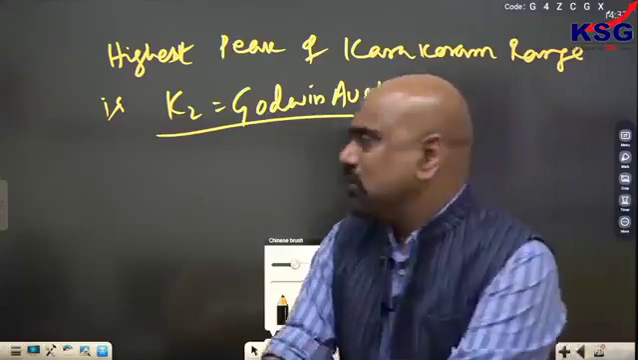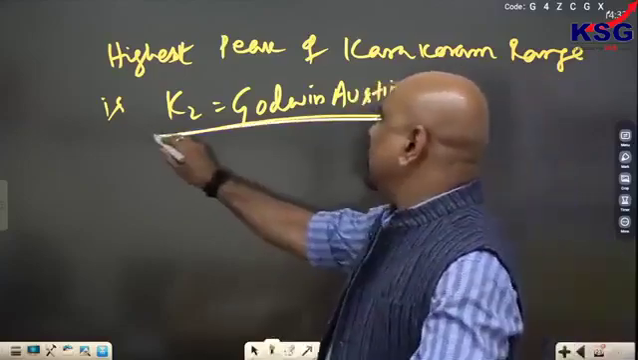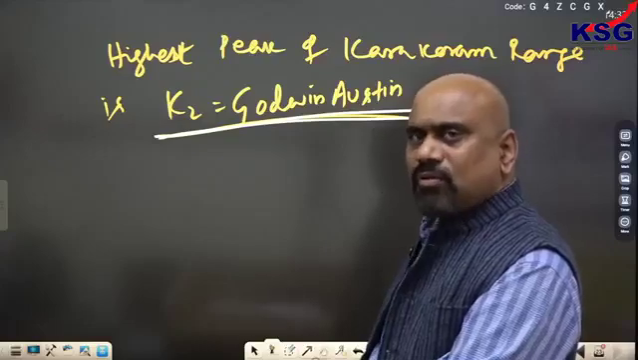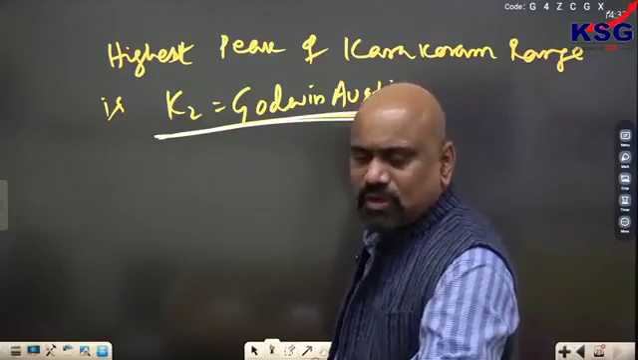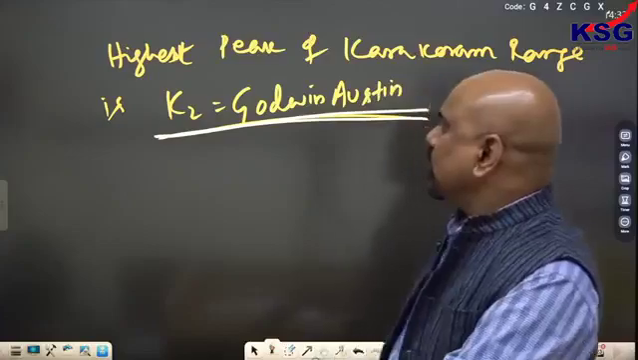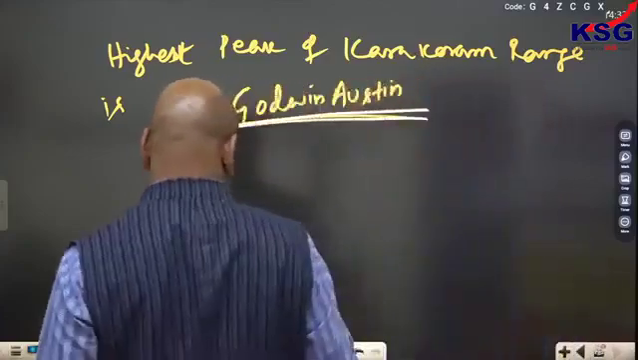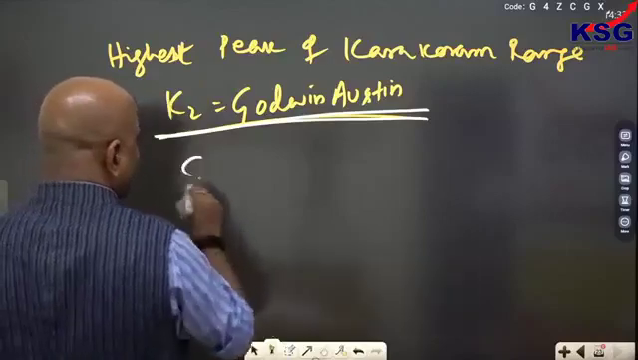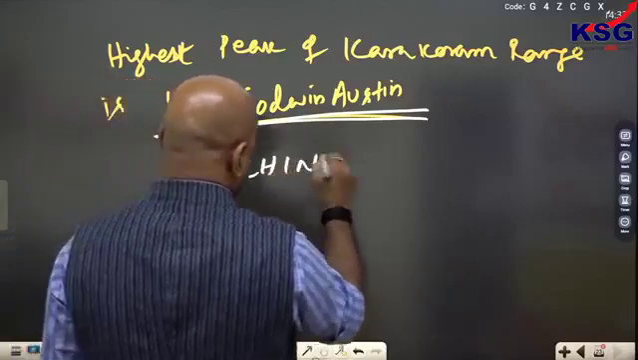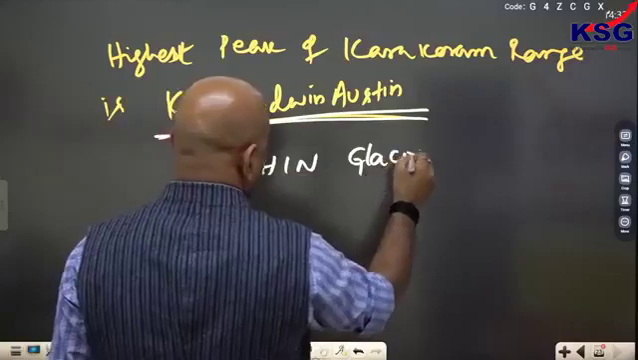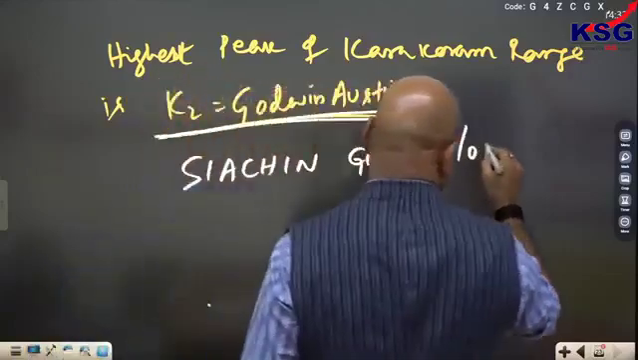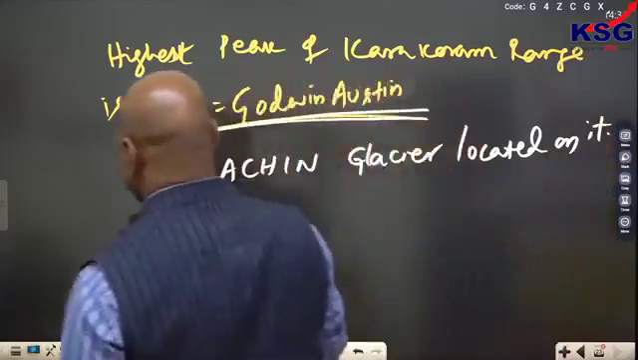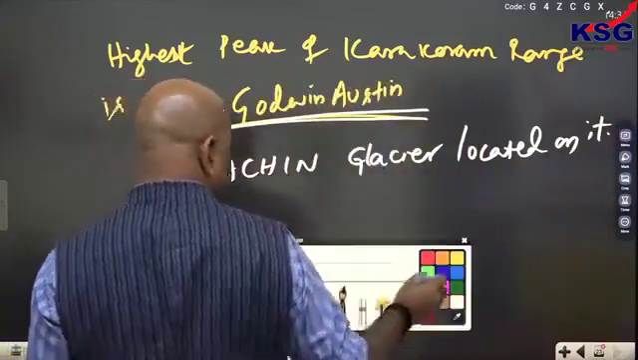And this mountain, K2 or Godwin Austen, it is again outermost, northernmost, I told you. It is outer or northernmost here. Here you have the famous Siachen Glacier located on the Karakoram range. Siachen Glacier is on it. Okay. Remember one thing.